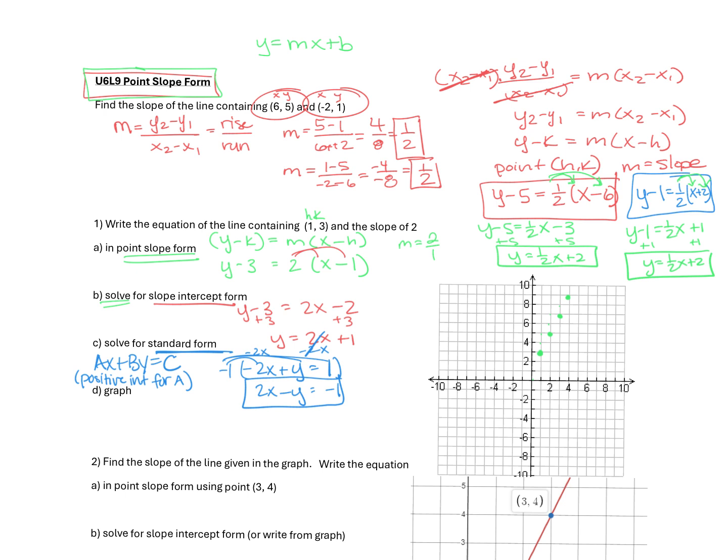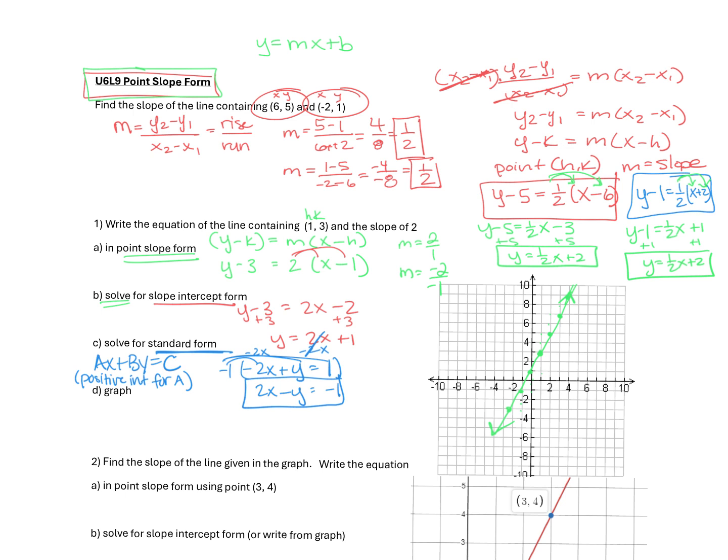I'm also going to do the reverse. I'm going to think about it as down 2, left 1. So I'm going to go down 2, left 1, down 2, left 1, down 2, left 1. And after I've done a few of these stair steps, then I'll draw my line. So that's how I'd graph it from point slope form.